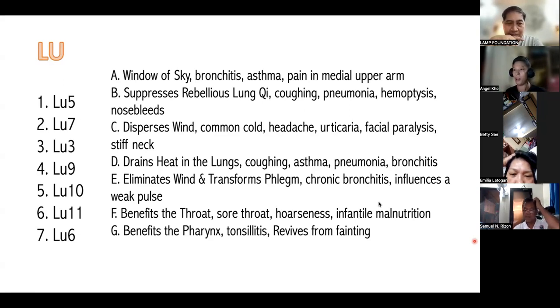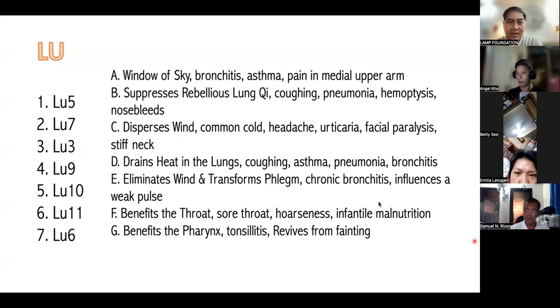Number 6, lung 11. Lung 11 is Jing-well, wood, Ghost Point also. My answer po is letter G: benefits the pharynx, tonsillitis, and revives from fainting, kasi Jing-well point po siya. Yeah, ito talaga yung kasi nasa dulo, no?